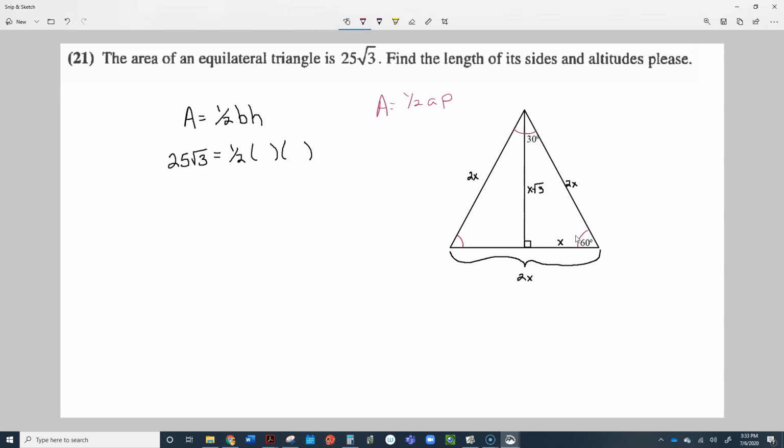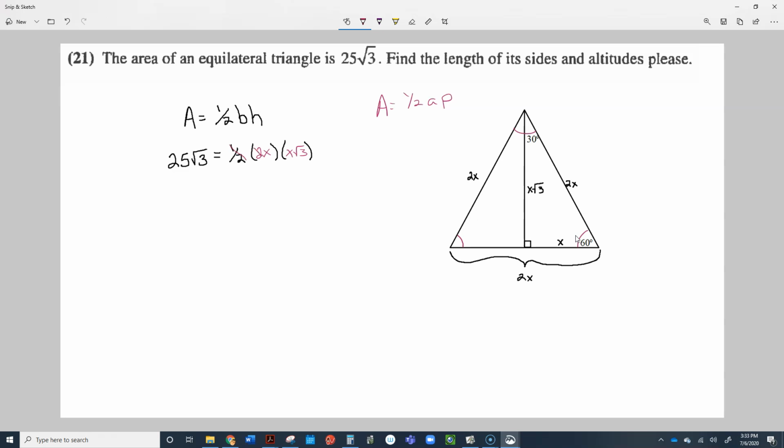So based on our 30, 60, 90 formula right here, we know that the base of this triangle is going to be 2x. Because if this hypotenuse is 2x, then all the legs of the equilateral triangle are 2x. And then the height is going to be x square roots of 3. So we have an algebra equation now, and we only have one variable. So all we have to do now is solve for x.